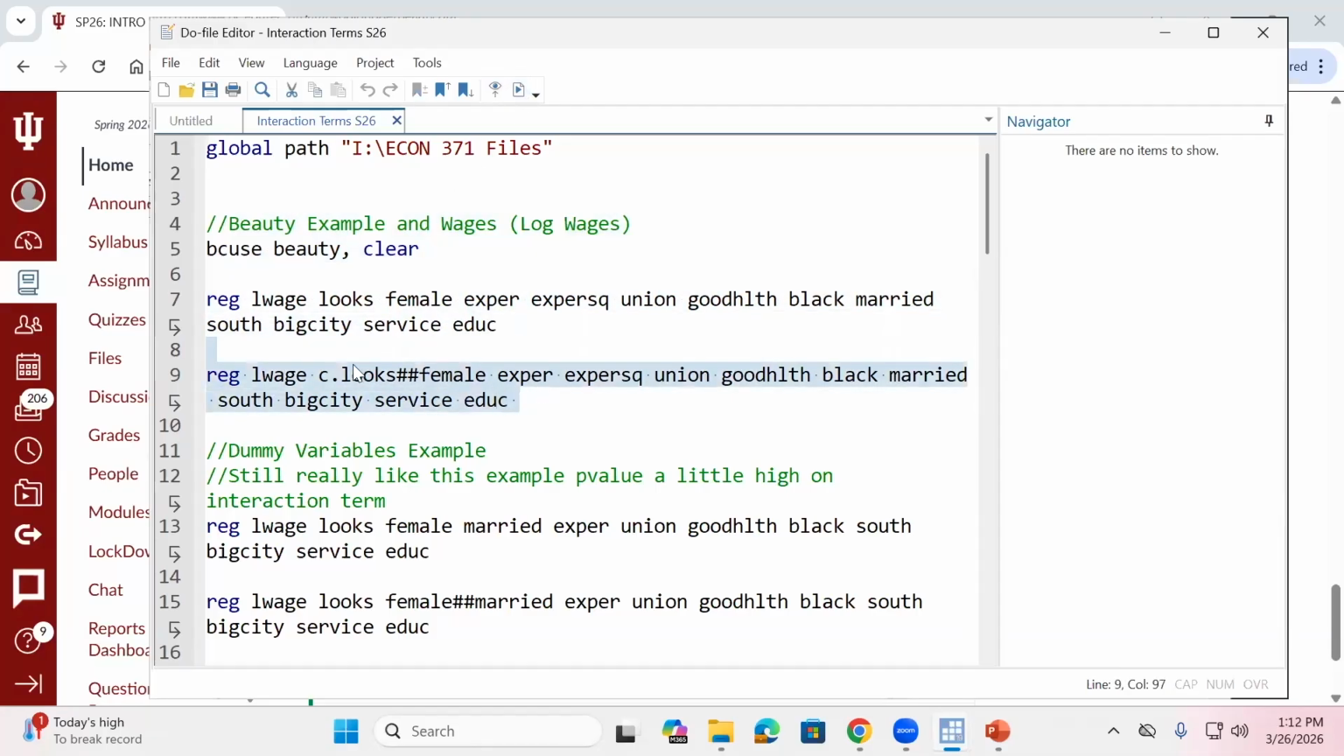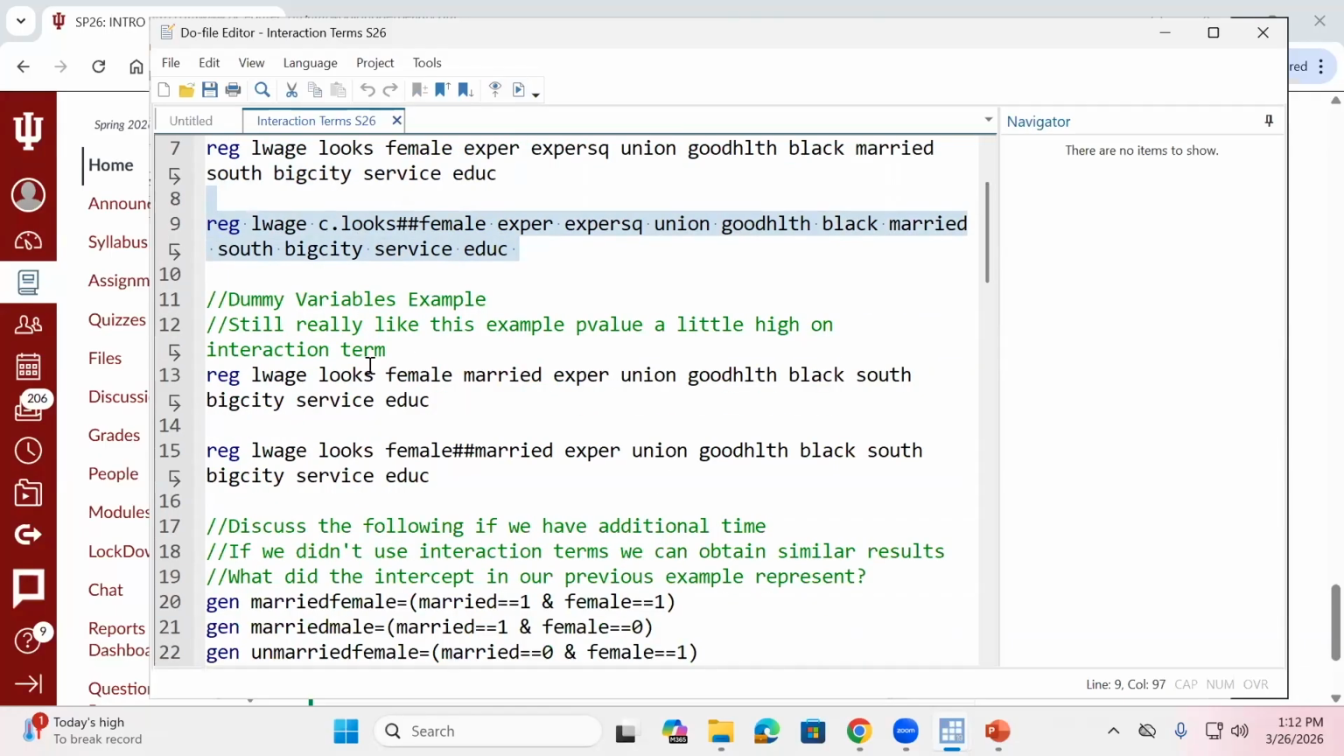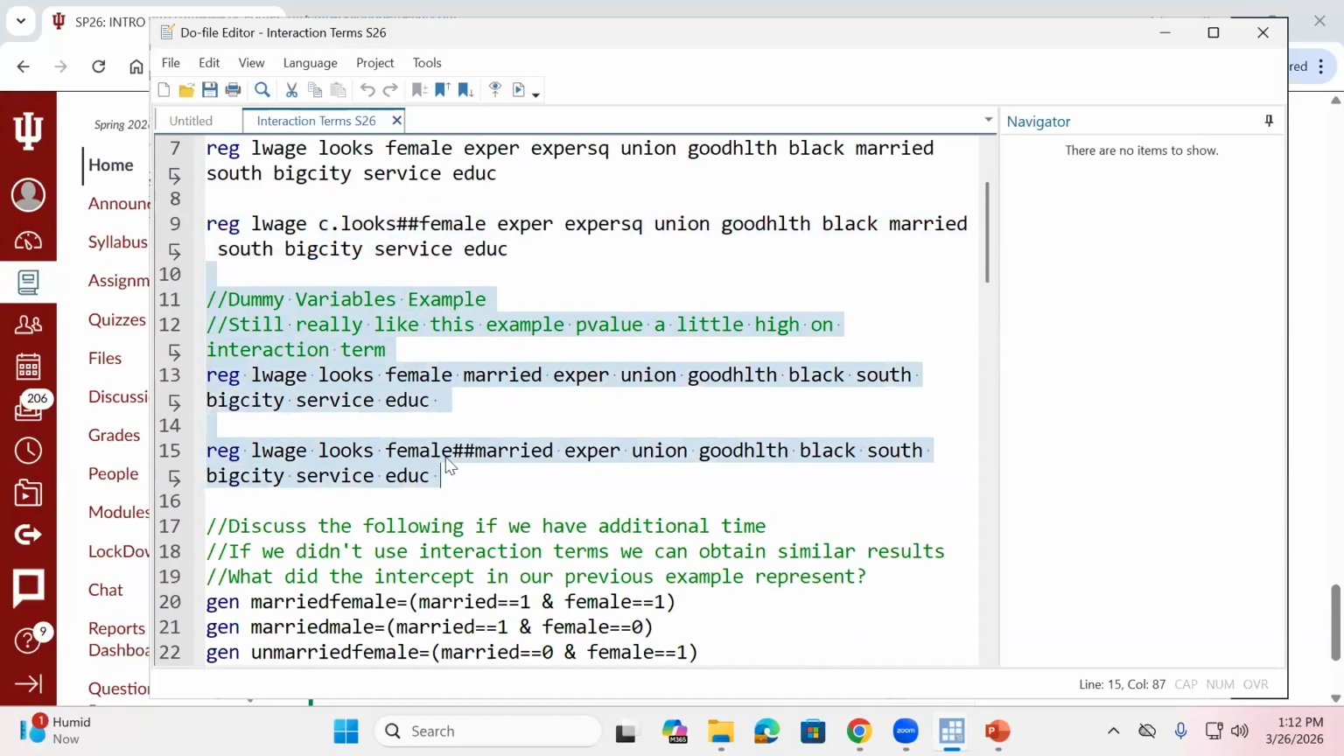So what we can do, oh, hold on. This is not what I wanted. We started out here. I'm going to come back to this later. So we were looking at female and married, right? That was the example we had. To include the interaction term, you could generate a new variable, right? So if I wanted the interaction term between female and married, what would I do? I generate a new variable where I took female and multiplied it by married.